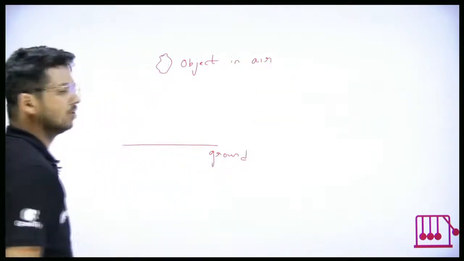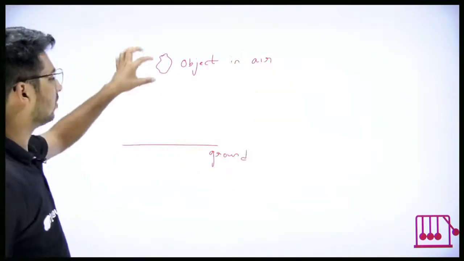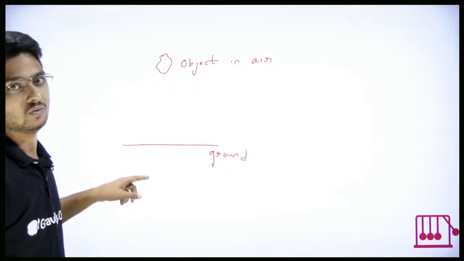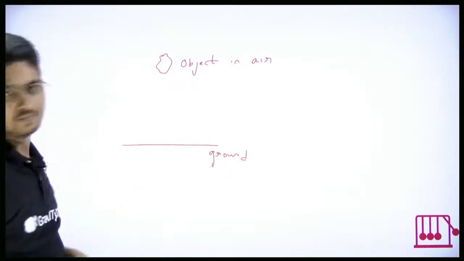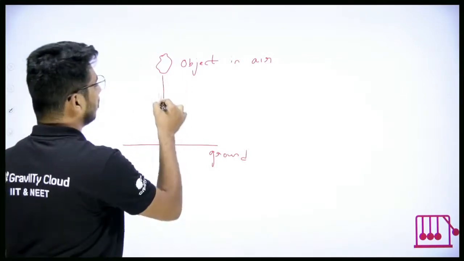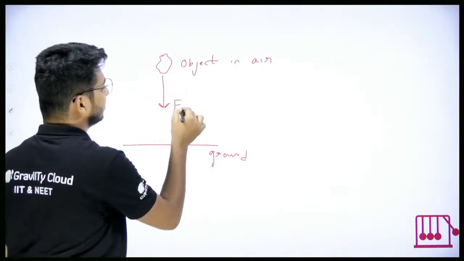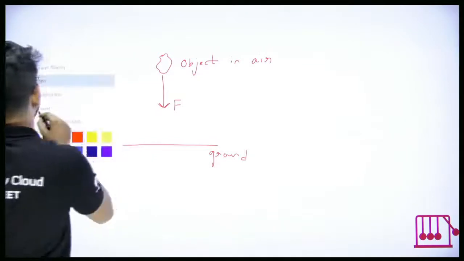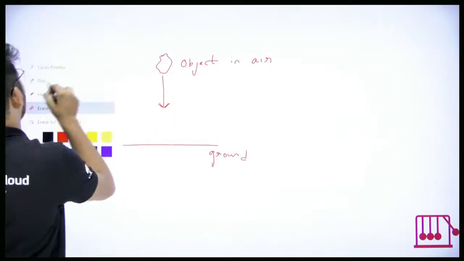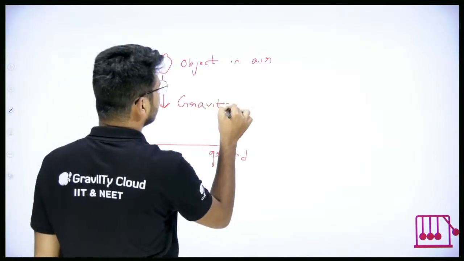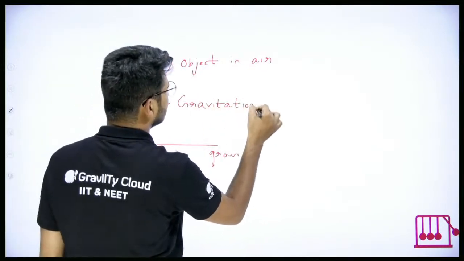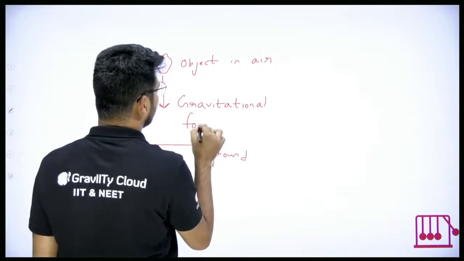So, there is an object in the air, and is that object touching the ground? No. But if I drop the object here, just let go of the object, what happens? That object falls towards the earth because of gravitational force. So gravitational force is acting on the object.